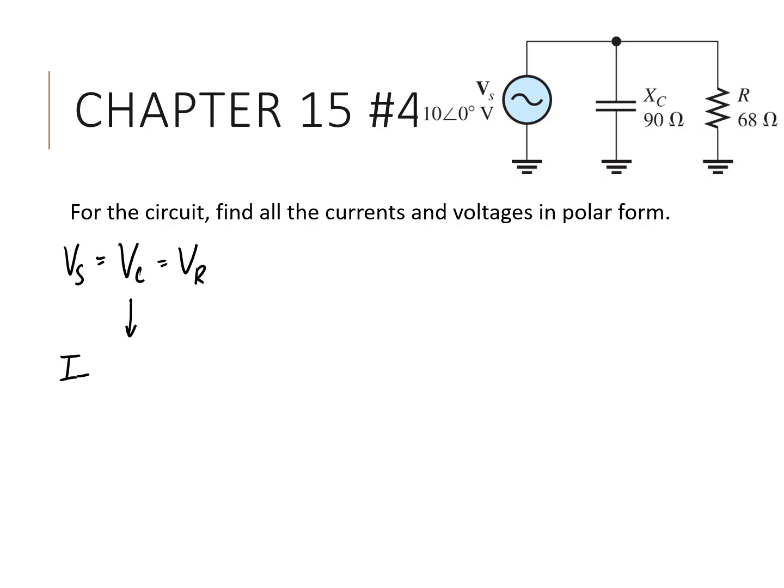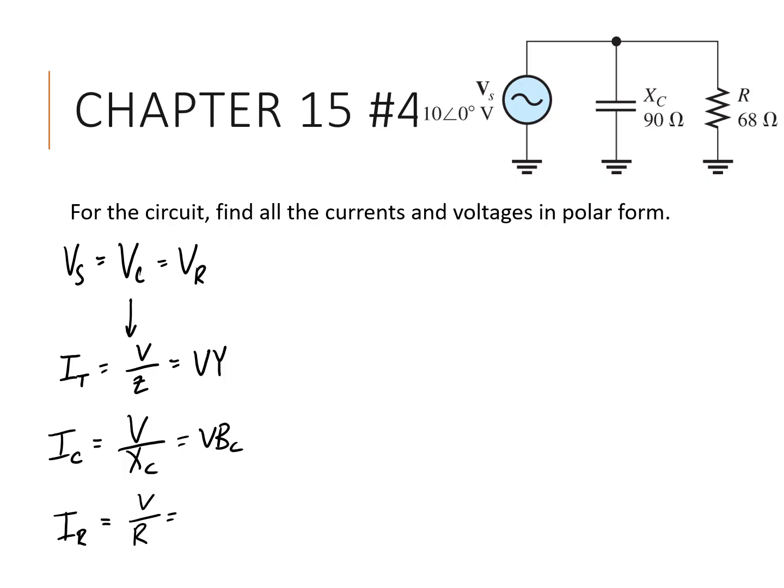So for the total current, which we'll need to then split between the capacitor and the resistor, we'll either need to use voltage divided by impedance, or we'll need to use voltage times whatever Y stands for. I can never remember. Once we have that for the parallel plate capacitor, we'll have V over XC or V times BC, and for the resistor, let's just say standard Ohm's law, V over R or V times G.